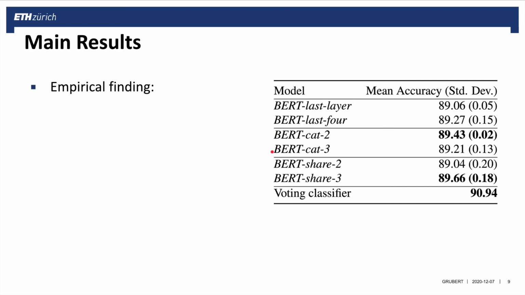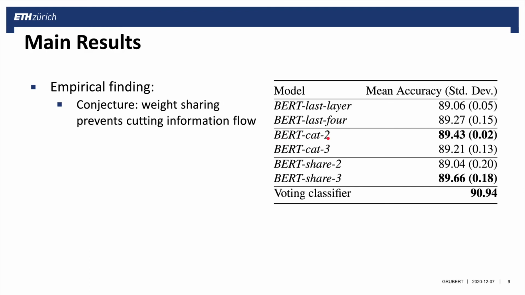For the BERT Cat models, we found that BERT Cat 2 performed the best, and we conjecture that this is due to the fact that by not sharing weights, we cut the information flow between the different embedding BiGRUs used for the groups. If we use 2 groups, we only have 2 separate BiGRUs and 1 place where the information is cut. In our paper, you can also read that using a higher number of groups for BERT Cat models decreased the accuracy more and more.